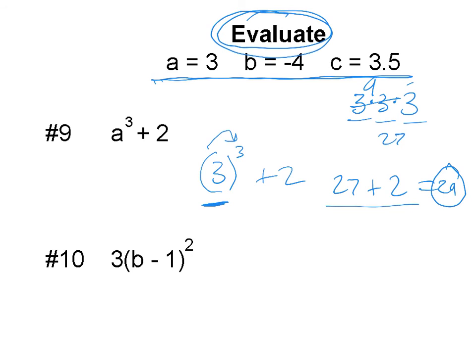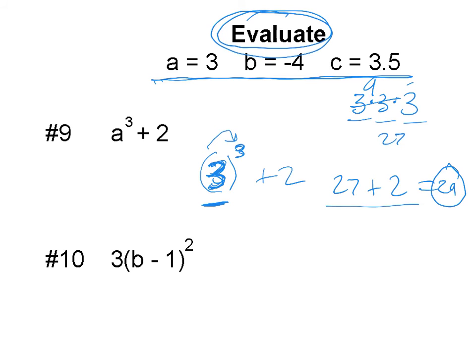Be careful. Don't make that common mental mistake. I see that every year. People want to take the base times the power. Don't do that. The powers mean that number times itself that many times. So 3 times 3 times 3 is 27, not 9. Okay, take a look at this next one, number 10.